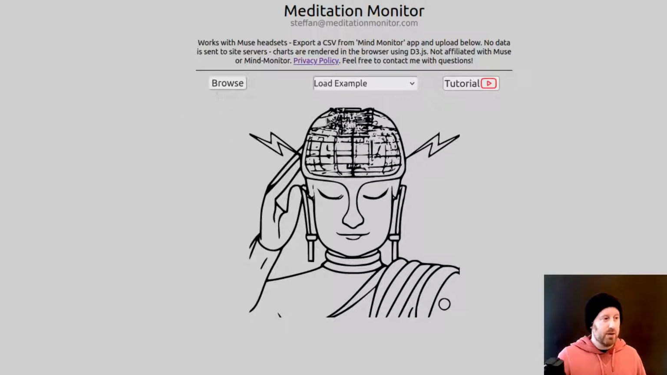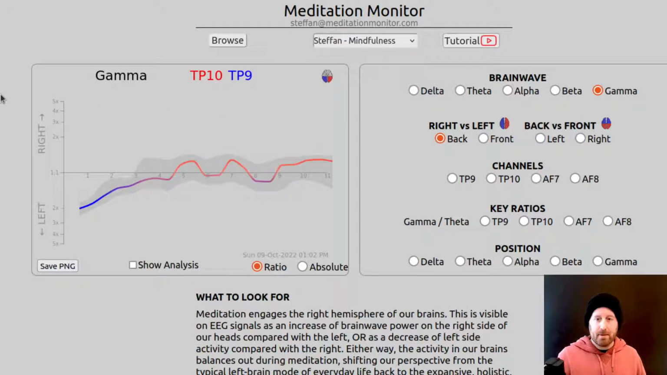Instead of loading, I'm going to just use the examples that I have. Let's just use a very simple one. So this is the best example that I can find for myself of a meditation session which seems to be pretty characteristic of what a lot of other people see.